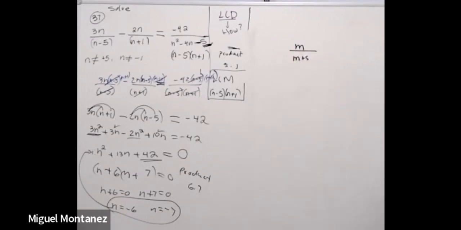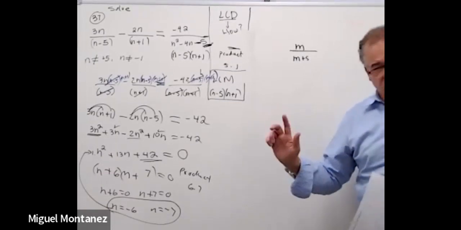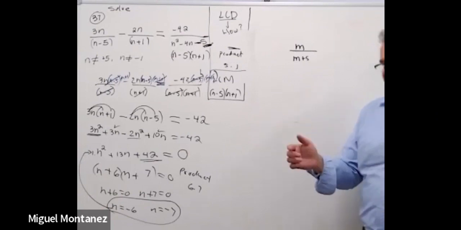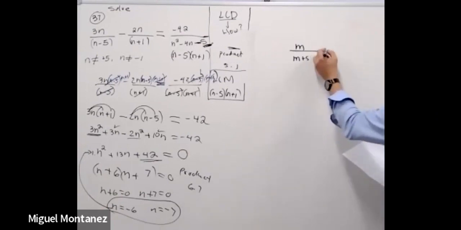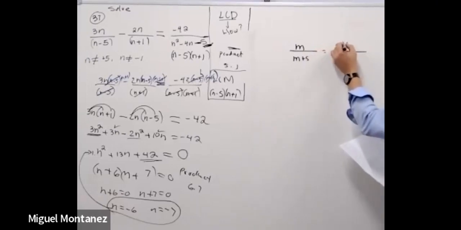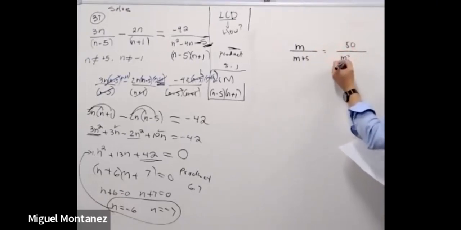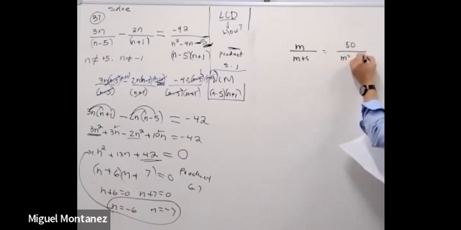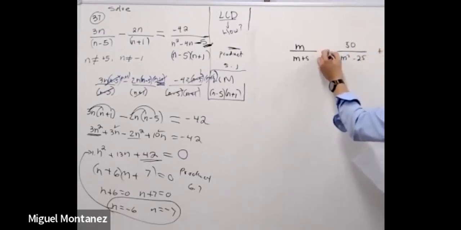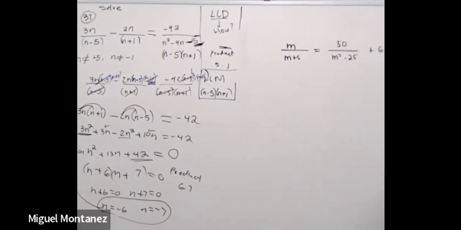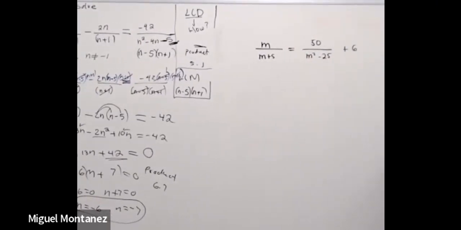One more. Again, this other one, I'm going to take it, not going to use the one from the review. Those are just too long, and I think it's better to do something smaller. Anyway, so we have 50 over m squared minus 25 plus 6. Okay, there you go. I always like to start.